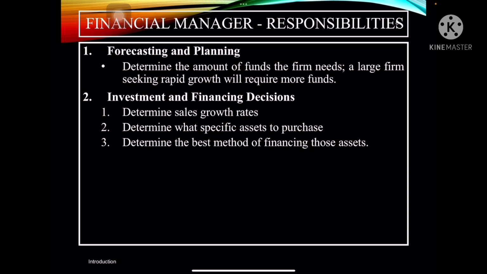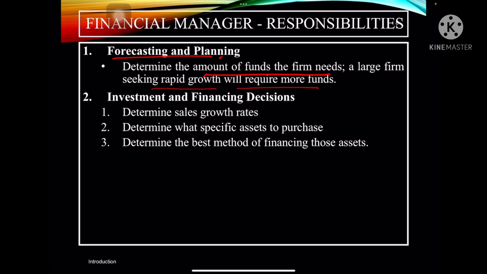Later on, if you are appointed as the financial manager, what are the responsibilities that you have to face? Number one, forecasting and planning. It means that you have to forecast for the future and plan for the future. For example, determine the amount of funds the firm needs. A large firm seeking rapid growth will require more funds. For example, the bigger company needs more funds.